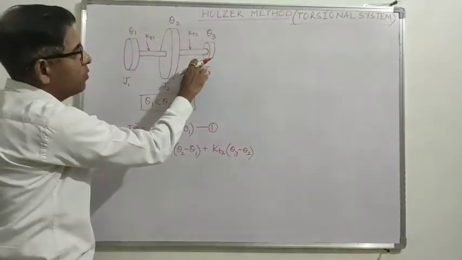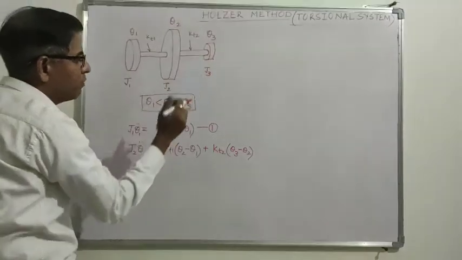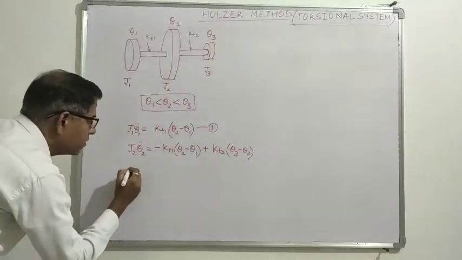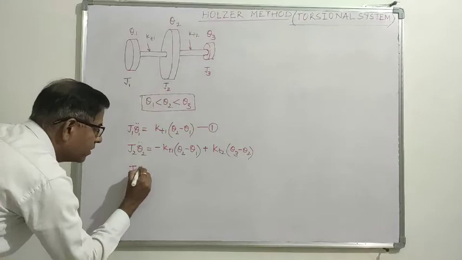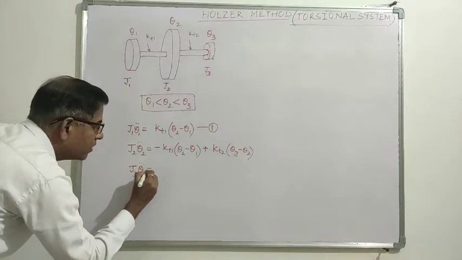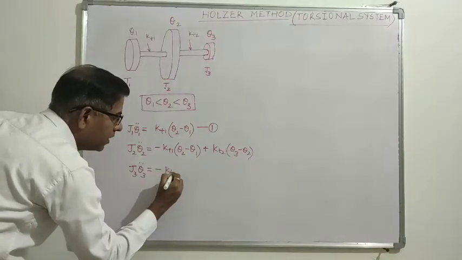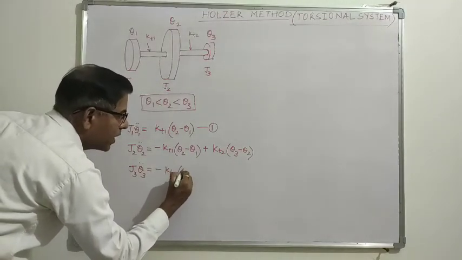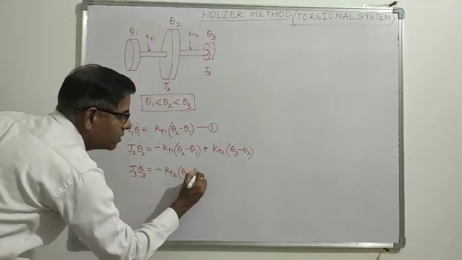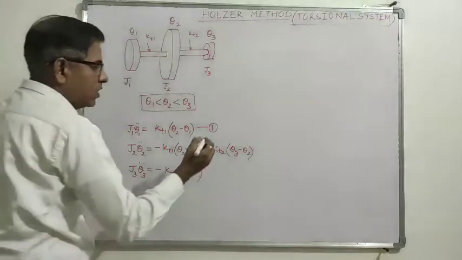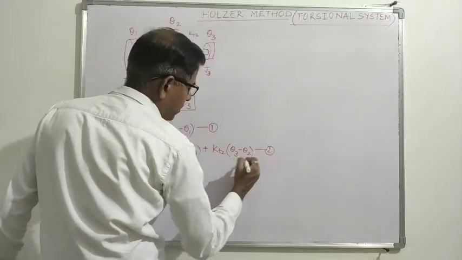Then we'll write down the equation of motion of rotor 3. So this is J3 theta 3 double dot is equal to minus KT2 in bracket theta 3 minus theta 2. So these are the equations of motion of this torsional system.